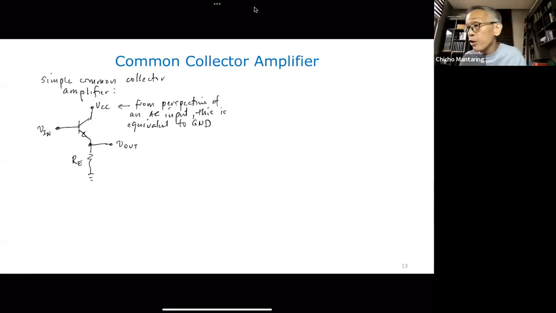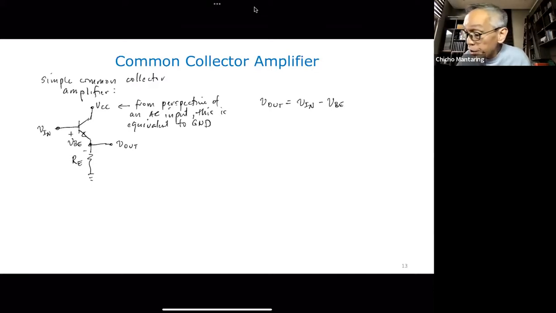And this is another configuration of your common collector amplifier. Okay, so again, we're going to try to develop a relationship relating V in and V out. So what is V out? V out is equal to V in minus VBE. Let's mention that this way. So take note that V out does not even depend on RE. Not yet, at least. It's just V in minus VBE.